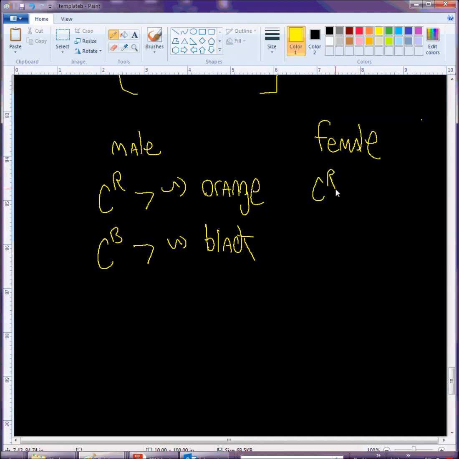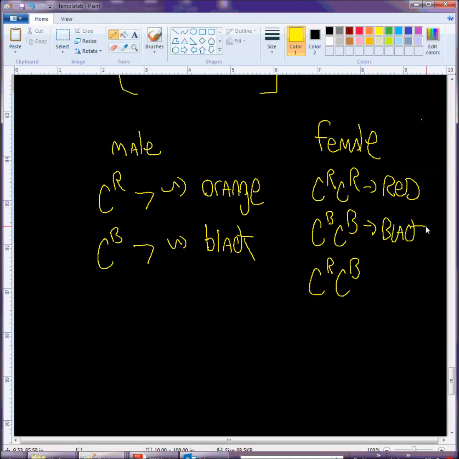can be CR CR, CB CB, or CR and CB. Now these are always going to be red. There's no choice there, right? There's no black allele. These are all going to be all black. So all red up here, all black down here. And these are the ones we're interested in. So notice how these are heterozygous, and males can't be heterozygous for X-linked genes. They are hemizygous.